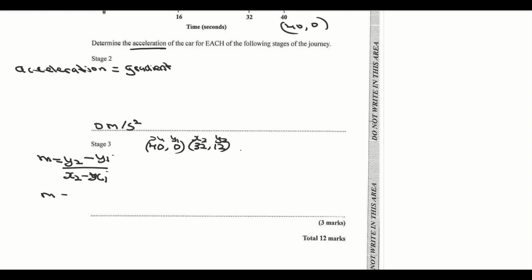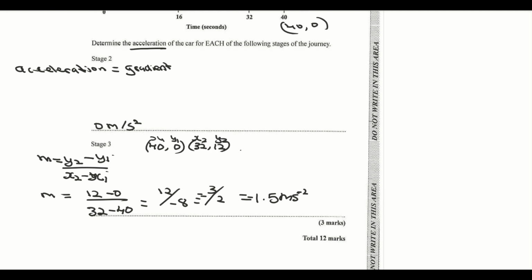So my gradient would be 12 minus 0 over 32 minus 40, which is equal to 12 over minus 8, which is also known as negative 3 over 2, which is also known as negative 1.5. And because the speed we're talking about is meters per second, this is negative 1.5 meters per second squared.